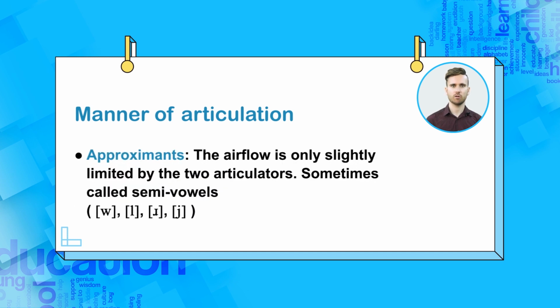5. Approximants. To make these, the airflow is only slightly limited by the two articulators. For example, the tongue and alveolar ridge for r, because although they do move towards each other, they do not touch each other, so they are not close enough together to significantly restrict the airflow. So, the air flows quite freely. For this reason, approximants are sometimes called semivowels. The English approximants are w, l, r, and y.